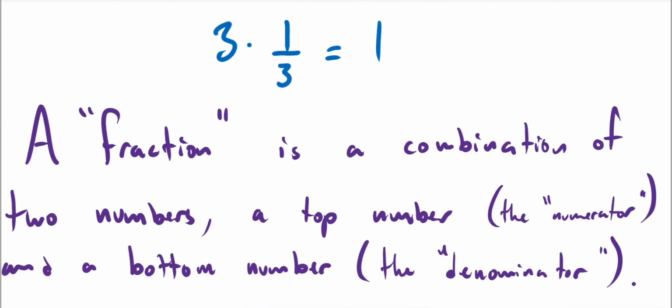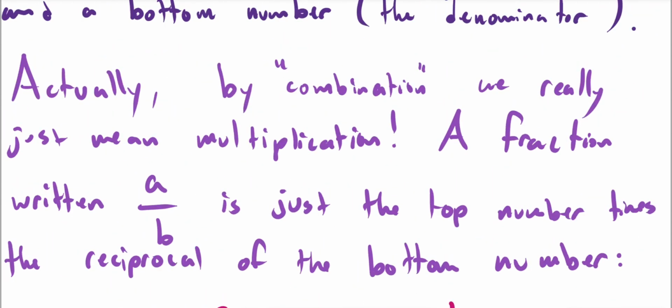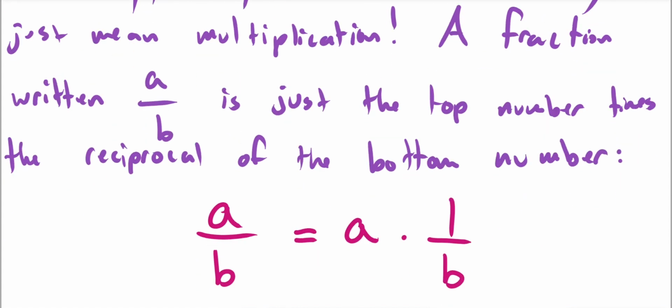So let's do that. A fraction is going to be a pair of numbers, a combination of two numbers, a top number called the numerator and a bottom number called the denominator. And really, by combination, I don't mean something particularly special here. I mean multiplication. A fraction, which you write as a number over another, a over b, is just the top number times the reciprocal of the bottom number. So specifically, a over b is just a times 1 over b, where 1 over b is the reciprocal of b, the number that you would multiply by b to get 1.